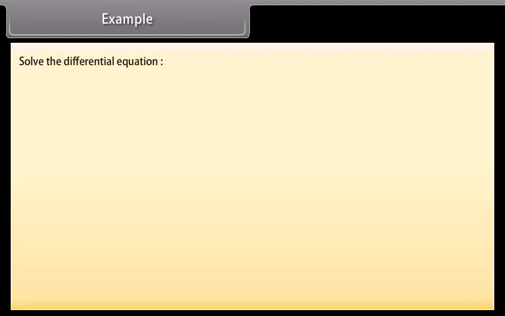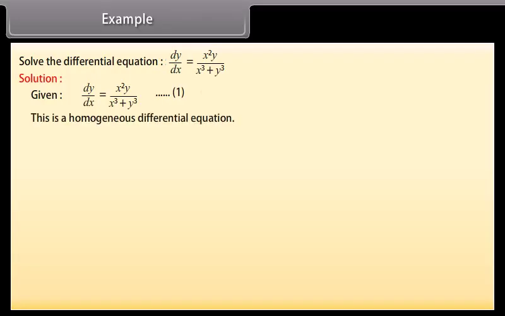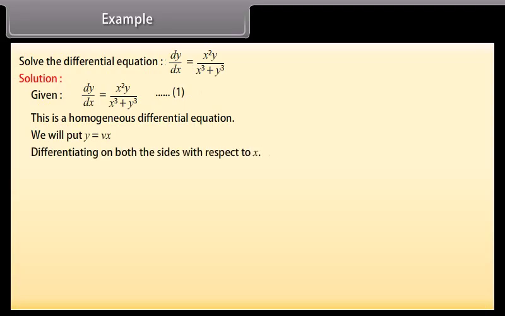Example. Solve the differential equation dy by dx equals x square y by (x cube plus y cube). Solution. Given dy by dx equals x square y by (x cube plus y cube). Name it as equation 1. This is a homogeneous differential equation. We will put y as vx. Differentiating on both sides with respect to x, dy by dx equals x into dv by dx plus v.